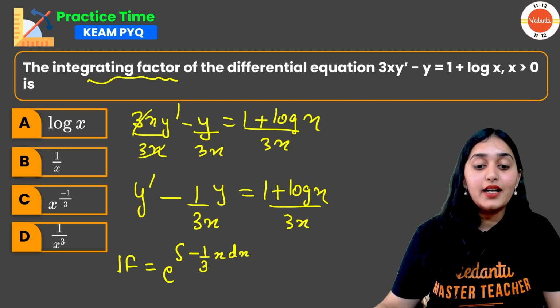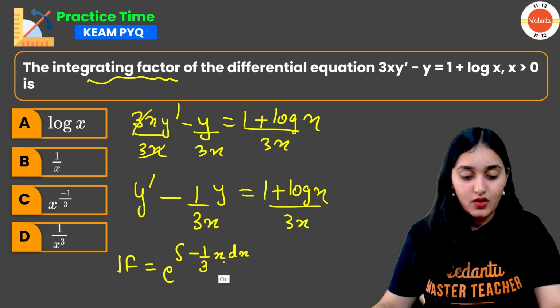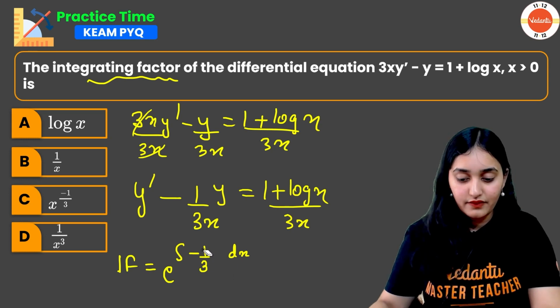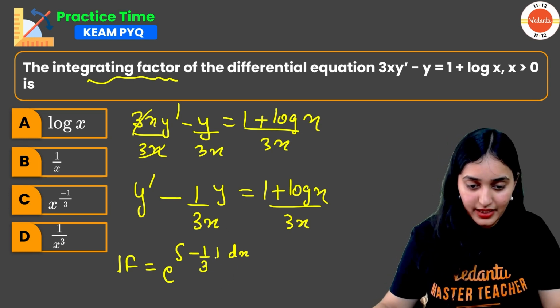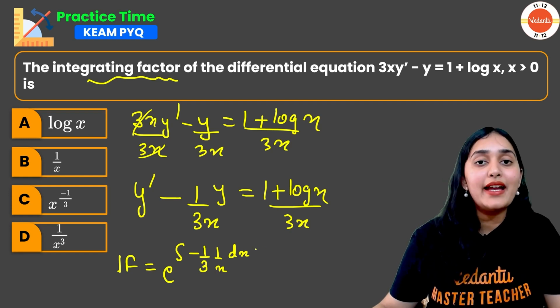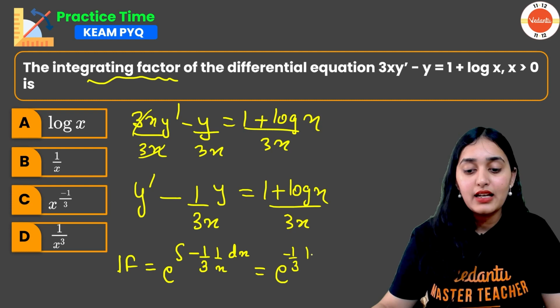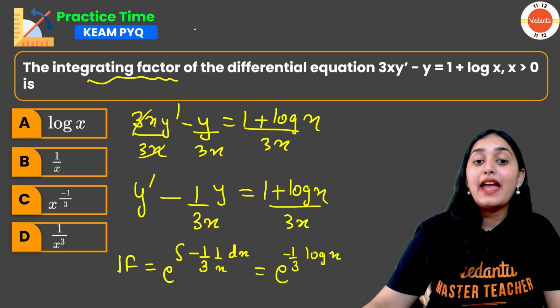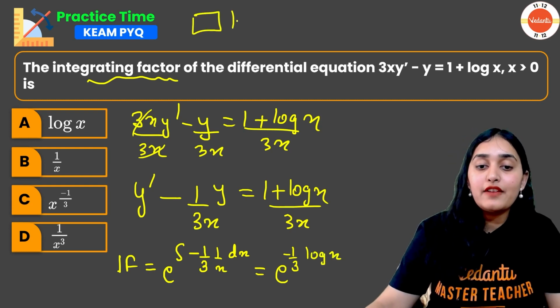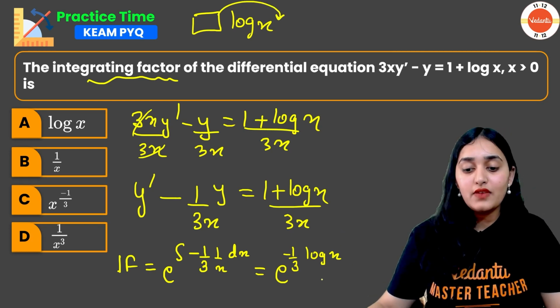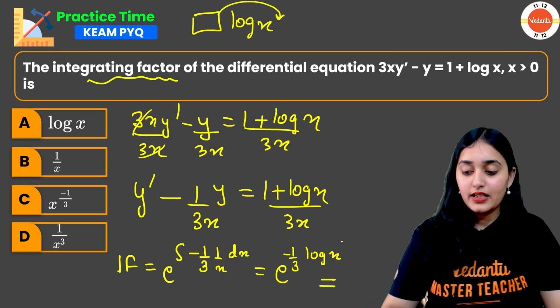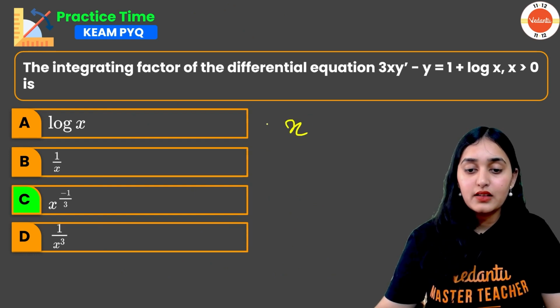So, integration, oh sorry, not minus 1 by x, 1 by x. Now, integration of 1 by x is log x. So, this is e to the power minus 1 by 3 log x. Now, I have told you anything written in front of log x goes to the power of x. So, this will become what? This will become x.